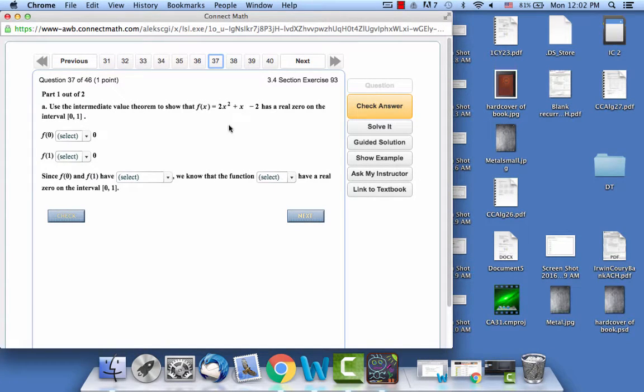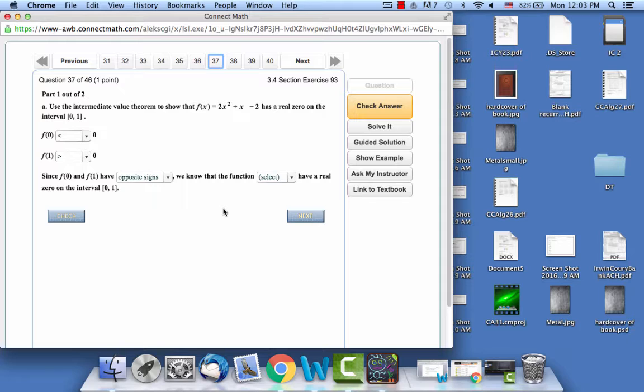So 2x squared plus x minus 2, we want to show that there's a 0 between 0 and 1. So the way we apply the theorem is plug in 0, and we get -2. So it's a negative number. If you plug in 0, you just get the y-intercept. So -2 is negative. f of 1 is 2 plus 1 minus 2, which is 1. So that's positive. So since they have opposite signs, there had to be a 0 in between.